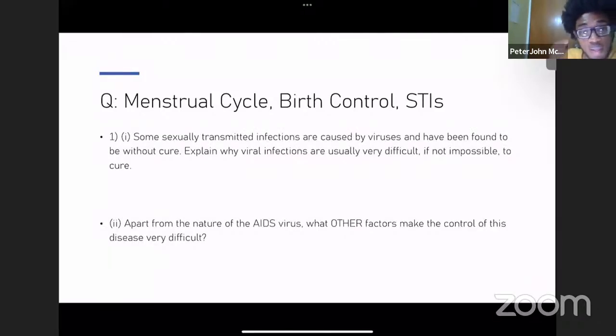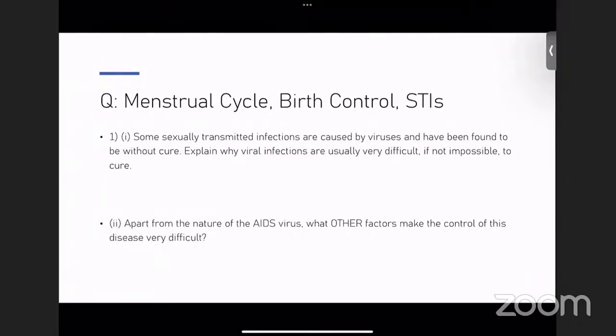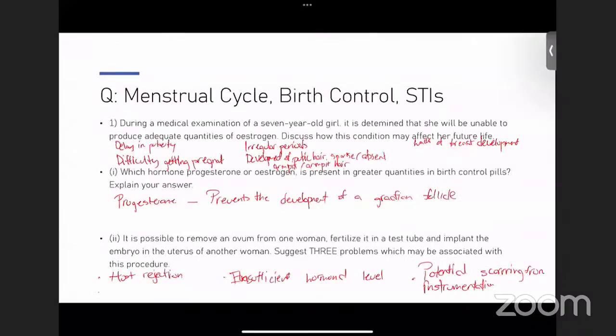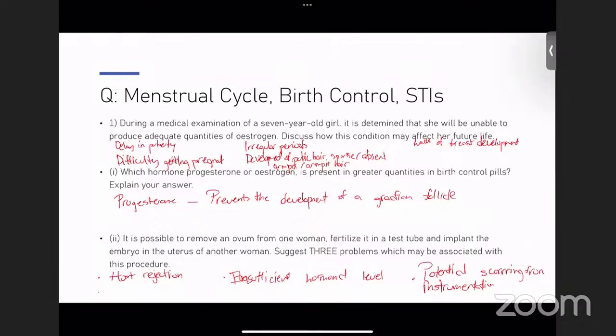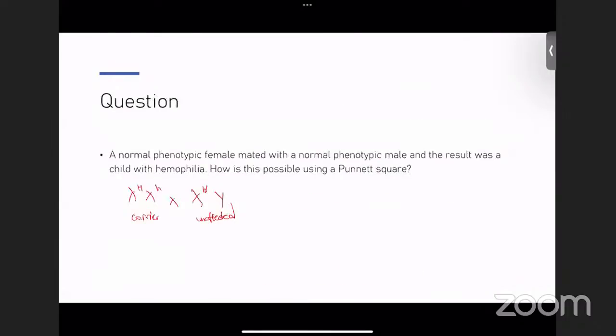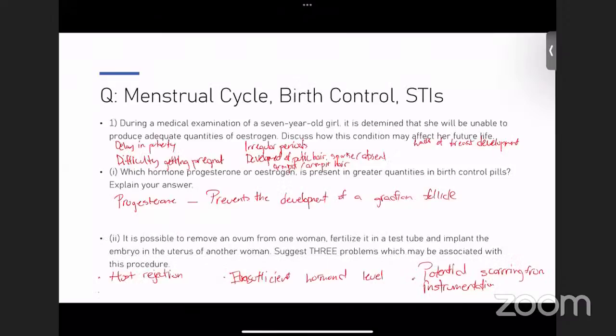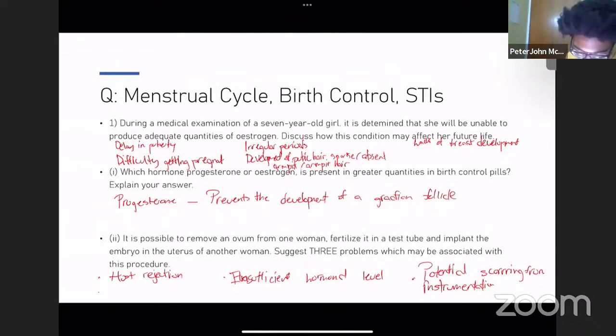So next, some STIs are. Can you go back? I have another question for number 1I. Since progesterone in birth control tricks your body into thinking that you're pregnant, if you take a pregnancy test, would it be positive or no?